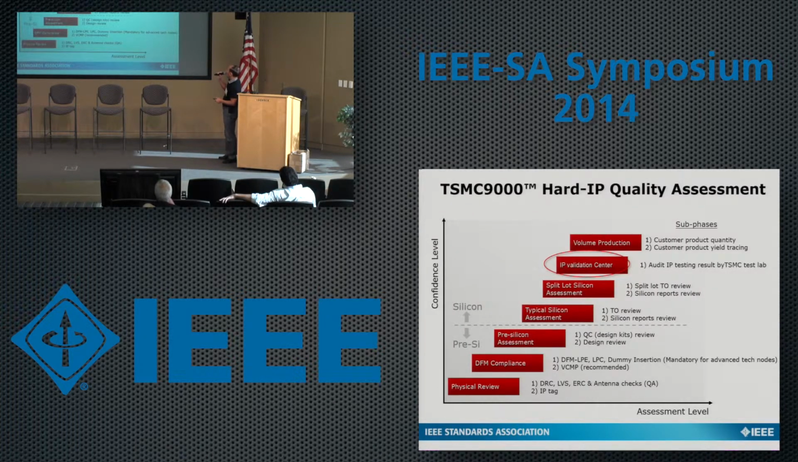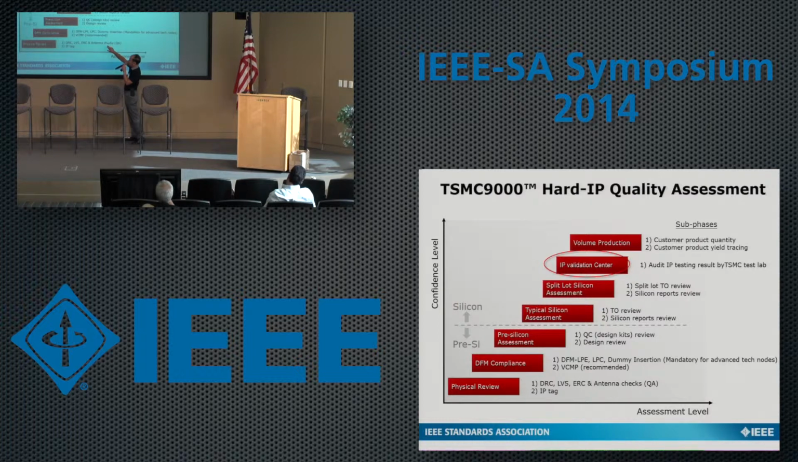So hard IP, this is the one that's been around for the longest. We now have 7 levels of assessment. If you look at it, it's actually pretty simple. There's pre-silicon, that's below the dotted line, and post-silicon above the dotted line. For pre-silicon, there's physical review.